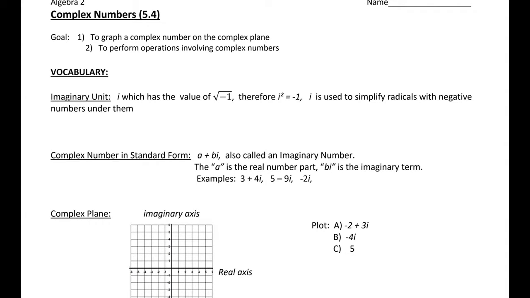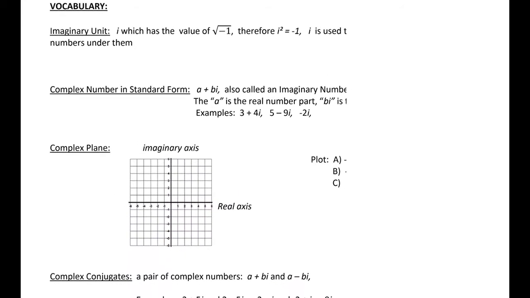Today's notes are on section 5.4, complex numbers. So first we need to talk about some vocabulary. The first is an imaginary unit. It is represented by the letter i, which has the value of the square root of -1. Therefore, if we have i squared, we can replace it with -1. i is used to simplify radicals with negative numbers underneath them.